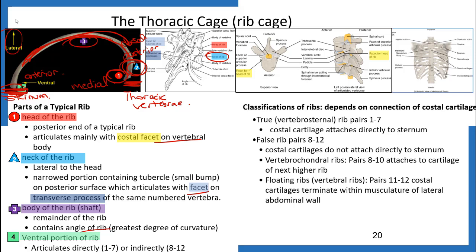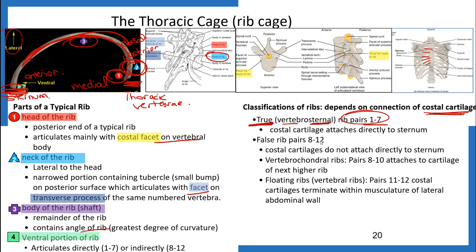In terms of classification of the ribs, it really depends on how it's connected with the costal cartilage and the sternum. So rib pairs 1 to 7 are called the true ribs because they connect up to both the vertebrae and the sternum, right? So the costal cartilage in the front connects directly to the sternum. So that's rib pairs 1 to 7.